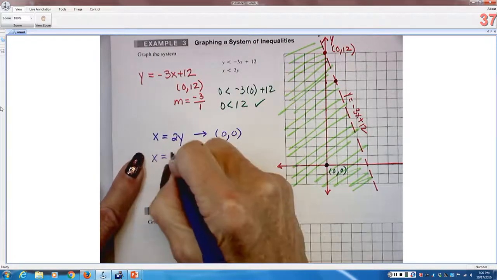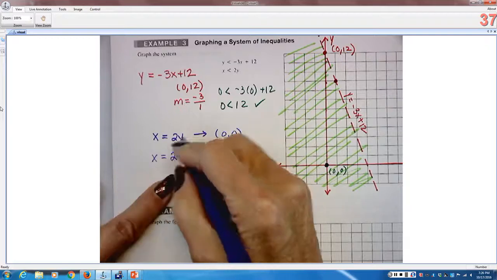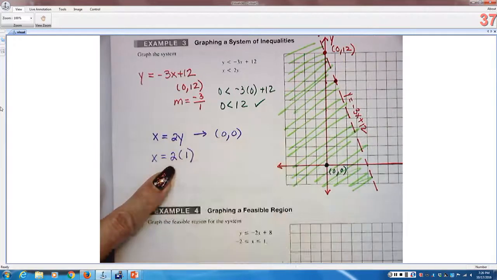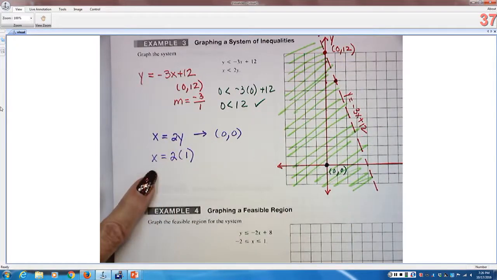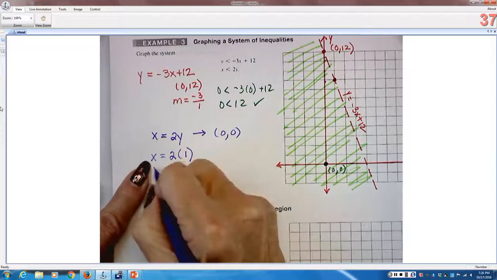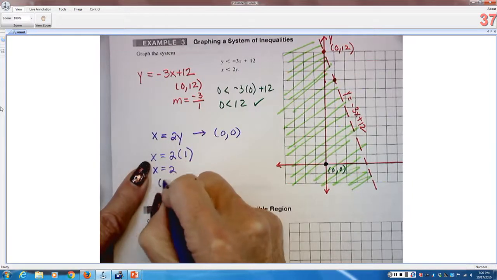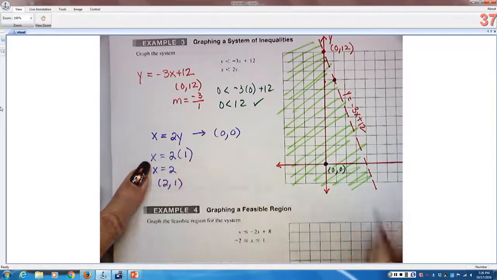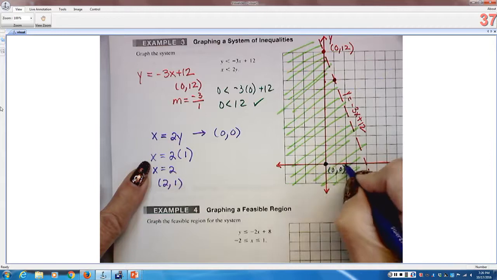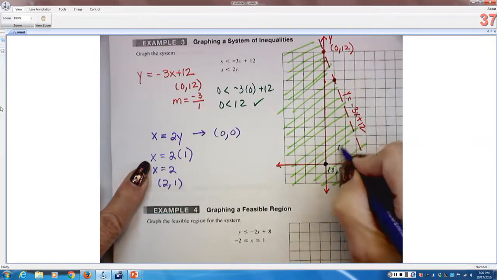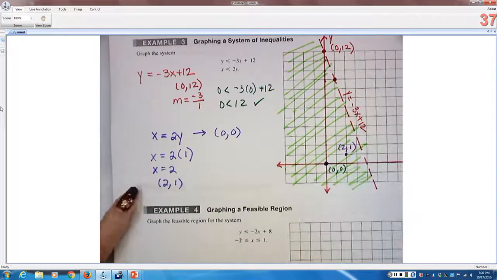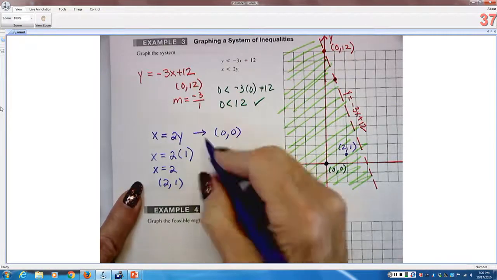Let's say x is 2 times 1. Let y be 1, x is going to be 2. So that's the point 2, comma 1. 1, 2, and up 1. Or you may have wanted to pick x to be a different number, or you may have wanted to give a value to x and figure out what y is.